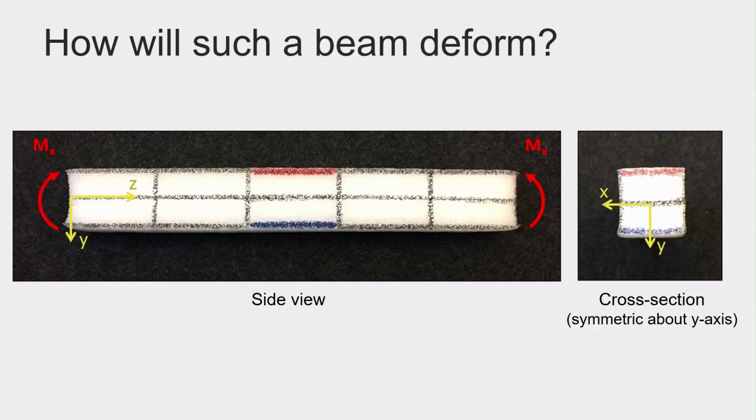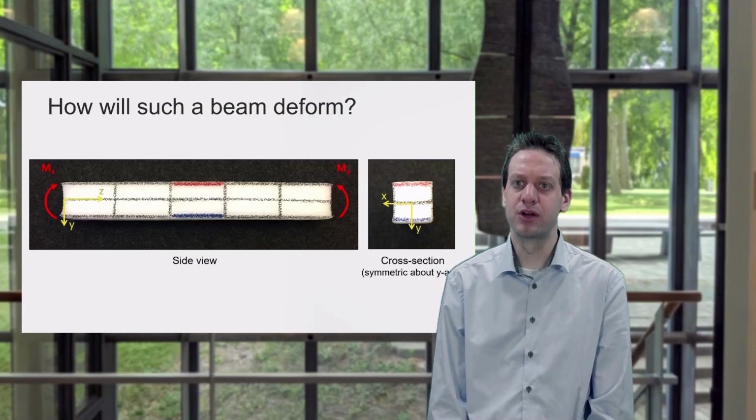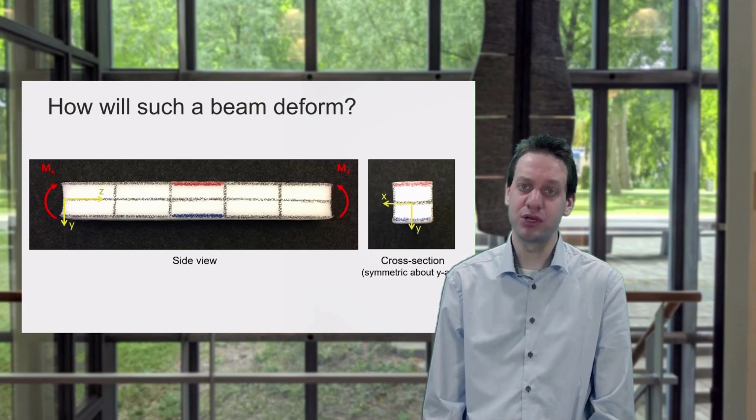On this beam I have also drawn a series of lines, so we will be able to see how the beam deforms when we apply a moment Mx. You also see I have drawn a red line on top and a blue on the bottom. These we will use next to see how the top and bottom deform. And as you can see, we are applying a moment around the x-axis. Before going further, please take a moment and think about how this beam will deform.